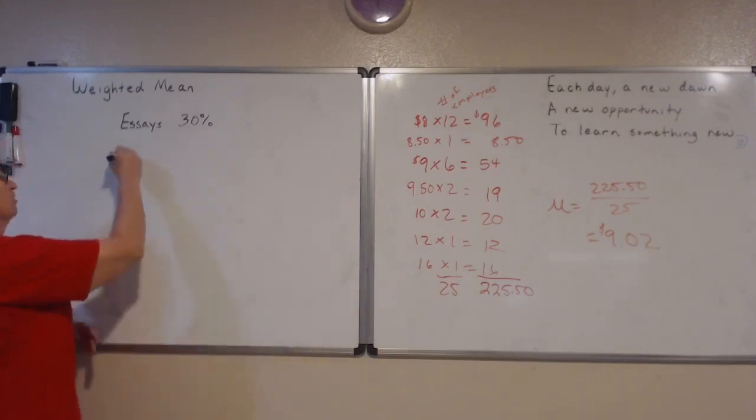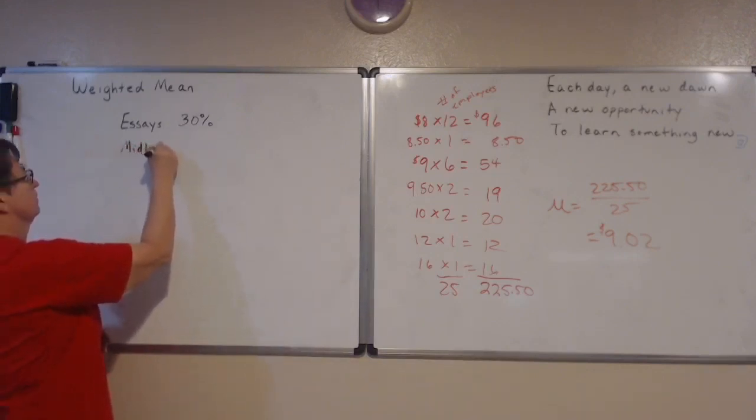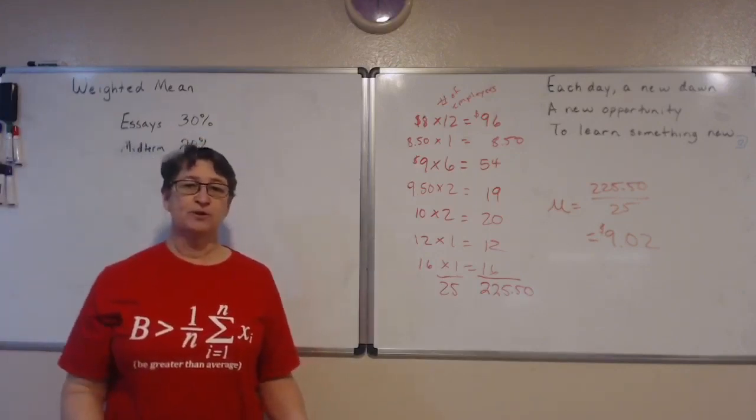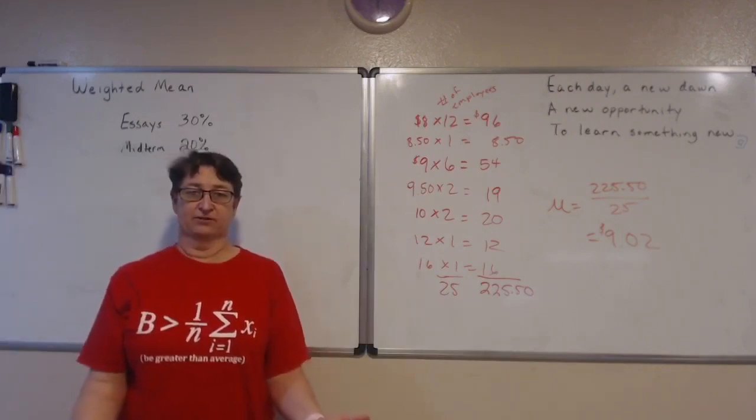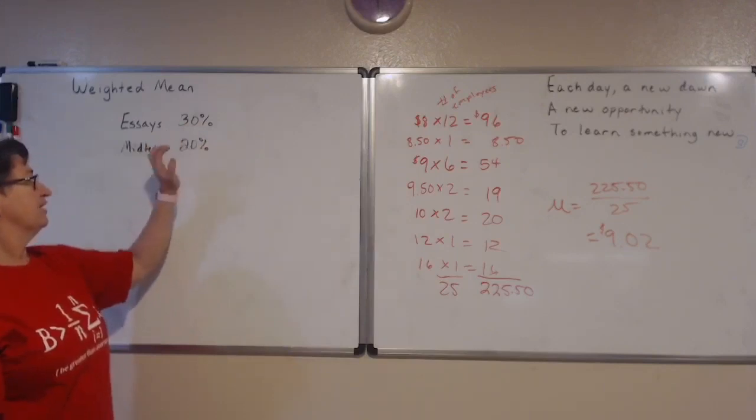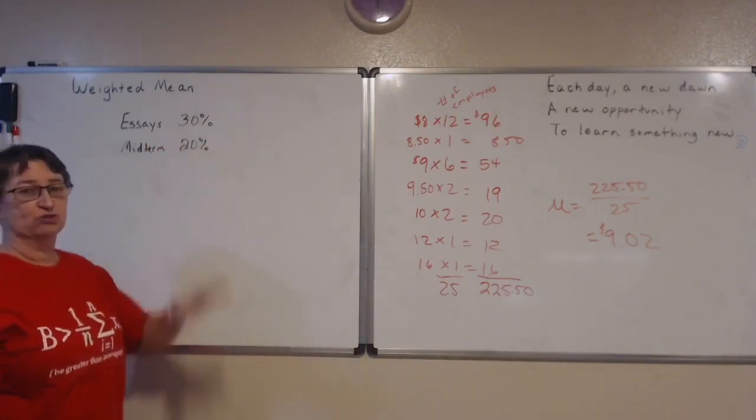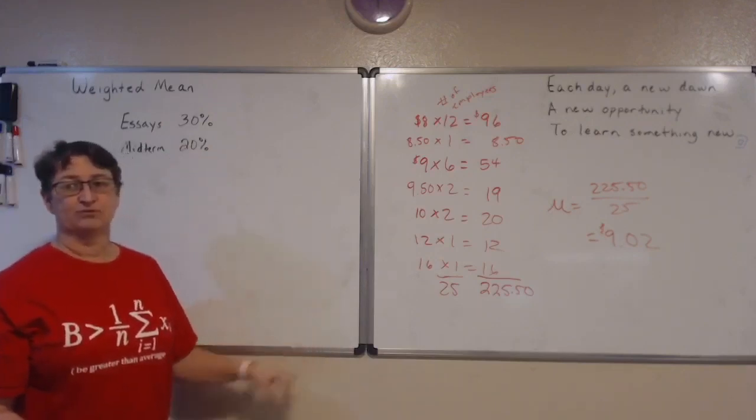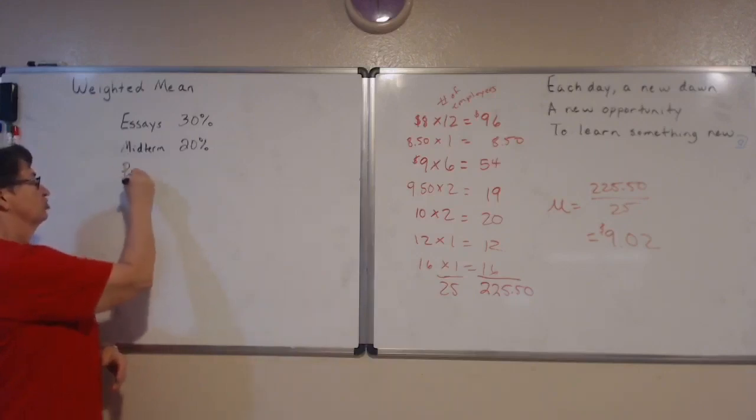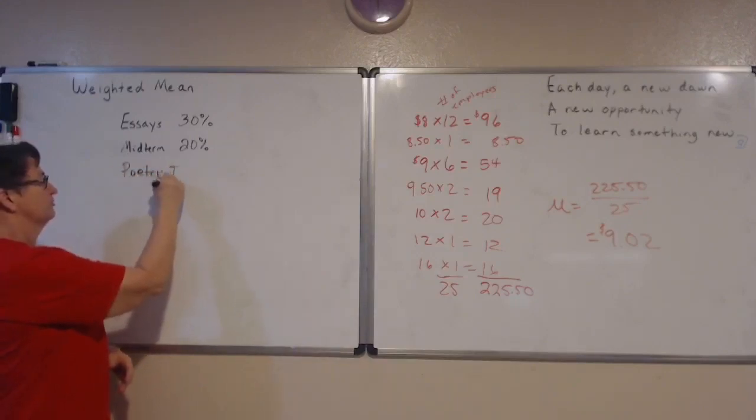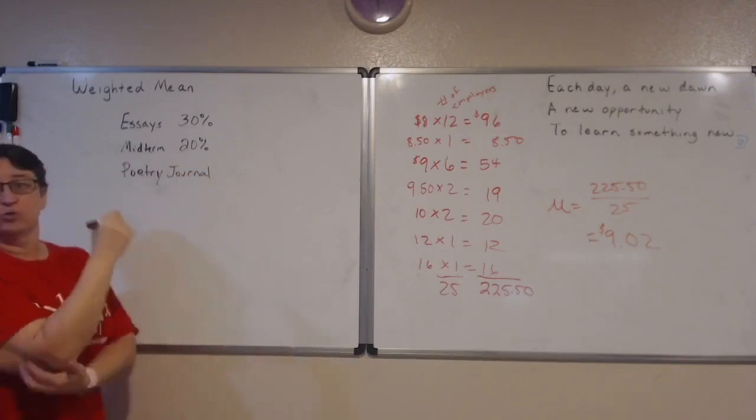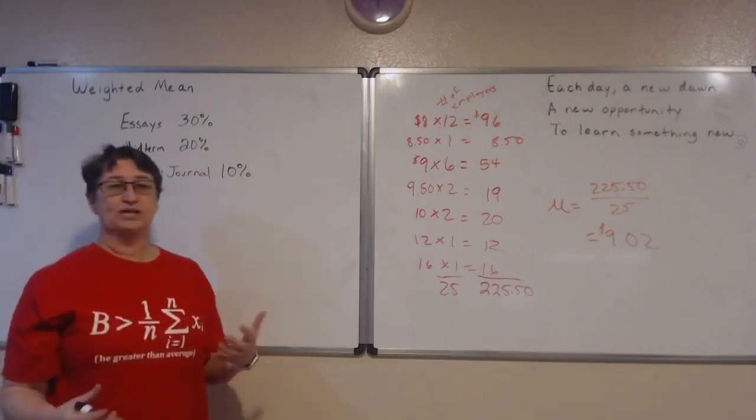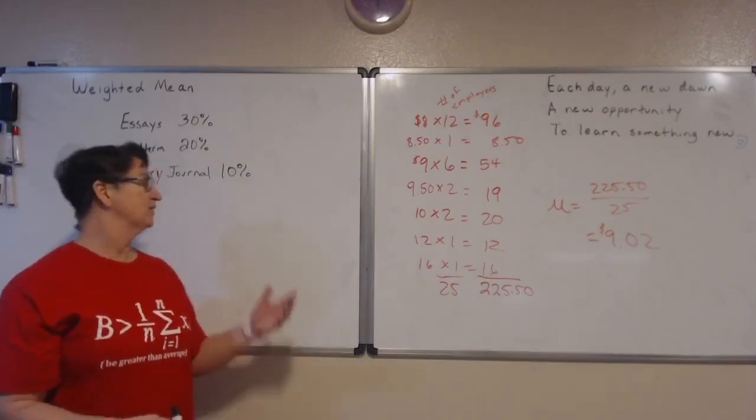All right? The midterm is worth 20%. In other words, if he made 100 on the midterm, he would get 20 points towards the class. So if he made 100 on his essays and 100 on his midterm, he would have 50 points towards his class. Or you could think of the midterm grade counting 20 times. All right, then his poetry journal is worth 10%. So again, whatever that grade is, it's worth 10 points.